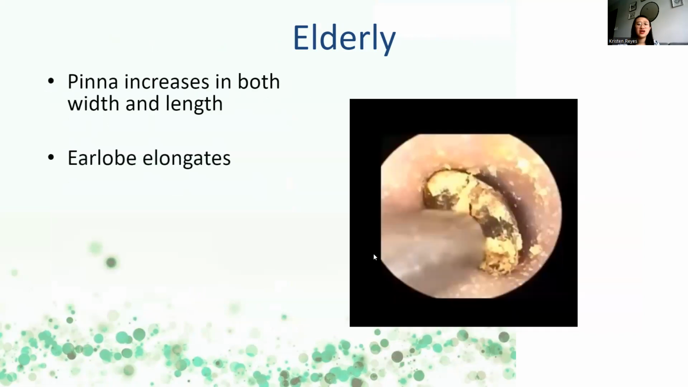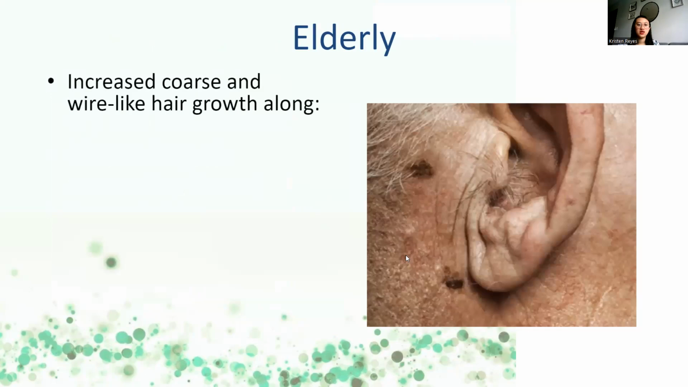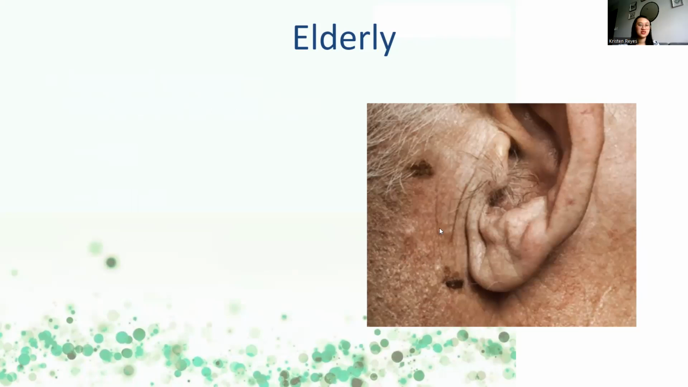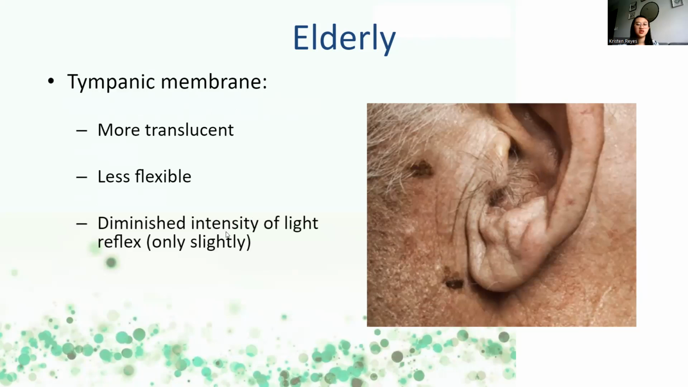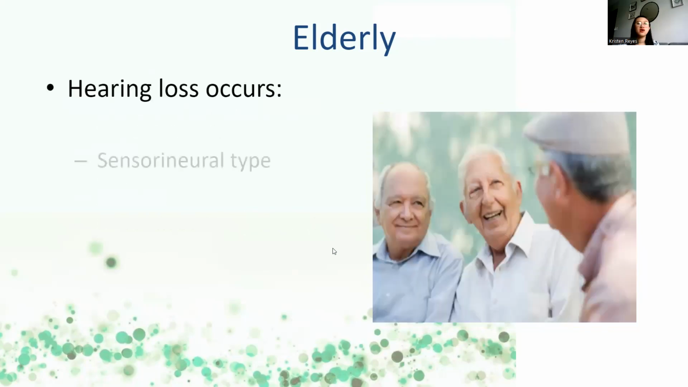And they have drier earwax. Okay? The pinna increases in both width and length, and the earlobe elongates. And of course, some elderly patients develop hair around the helix and antihelix. The tympanic membrane is also more translucent and less flexible, and there is diminished intensity of light reflex when you do otoscopy. And of course, hearing loss due to loss of sensory receptors as well.